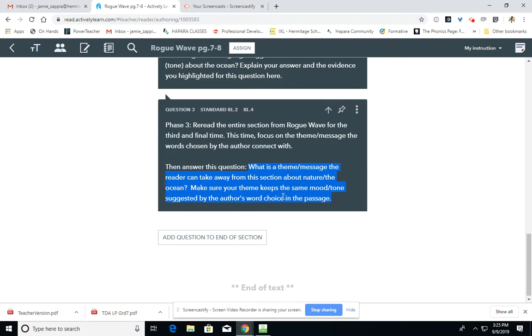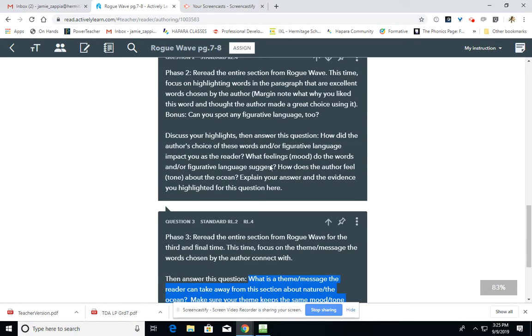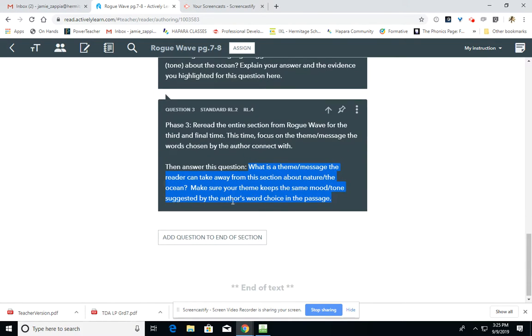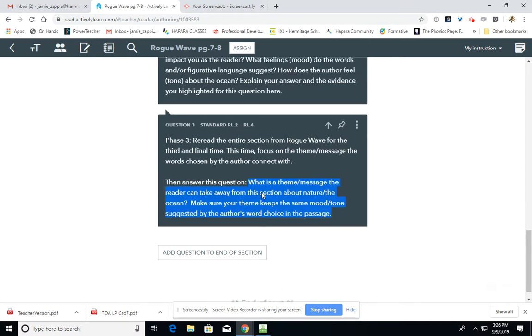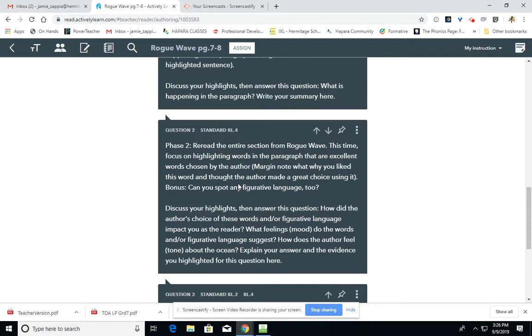Again, make sure that whatever you thought the mood was, the tone was of the word choice by the author, that also connects and you keep that same mood, keep that same tone. So if you felt good in a positive way, then you should have a theme that would make you feel good. If you felt negatively in a negative mood from reading that paragraph, then you need to think of a negative way to word the theme. If you felt the author sounded positive, then you need to keep that positive tone as well in your writing of your message. If you felt the author sounded negative, then you need to keep that same negative tone. Or if you felt the author was more neutral, then make it neutral. But I want your theme to connect and keep that same mood or tone that you found to be true within those words that you picked as being great words that the author used.